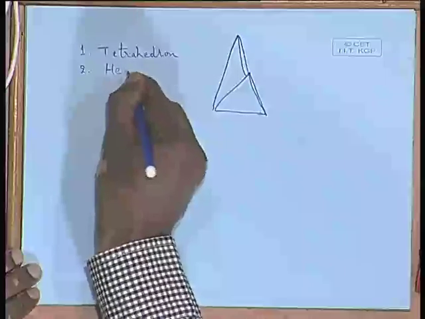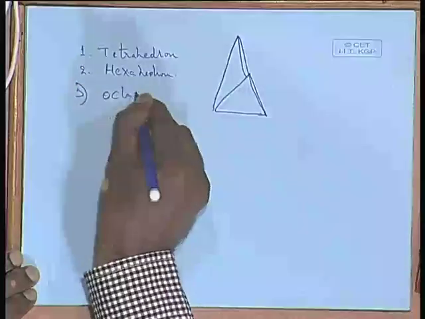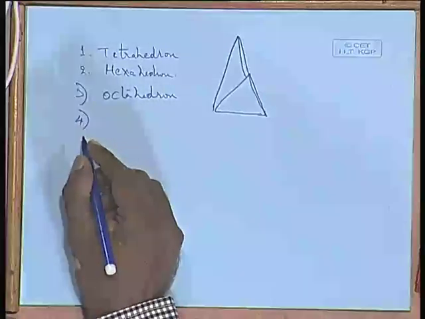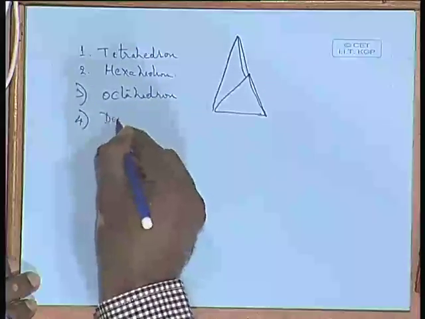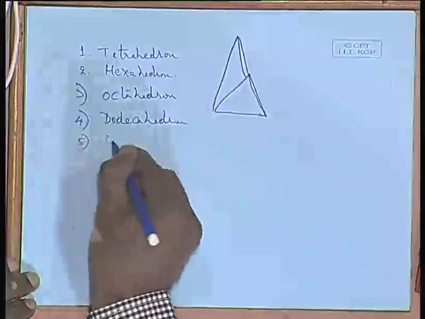Why do we call it hexahedron? Because it has six sides. We call a tetrahedron a tetrahedron because it has four sides. Tetra is four. So that's a tetrahedron. Then you have a hexahedron, and you have an octahedron. Hexahedron is the second solid. The third solid is octahedron. Then we have another solid called dodecahedron. And finally, icosahedron.